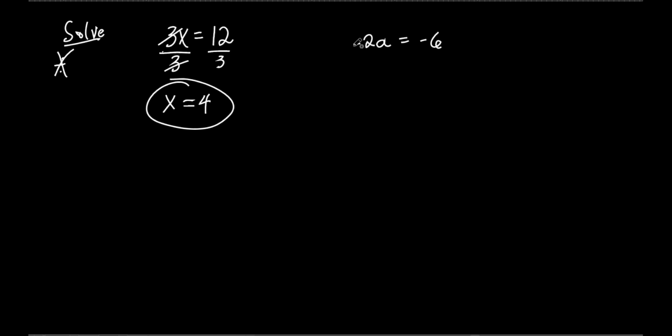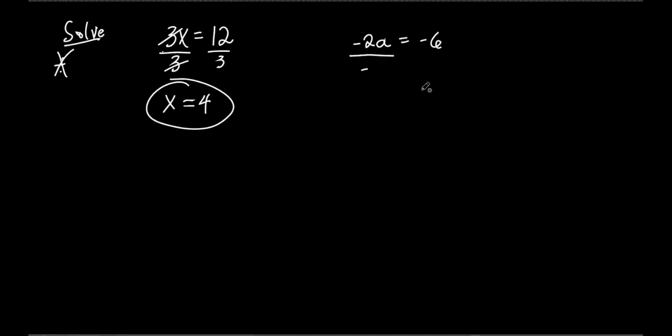So what's that negative 2 doing to the a? It's being, well, the negative 2 is being multiplied by the a, isn't it? So how do I get rid of a thing that's being multiplied? I divide. It's being multiplied, with the opposite of division. The opposite of multiplication is what? Division. So I divide.